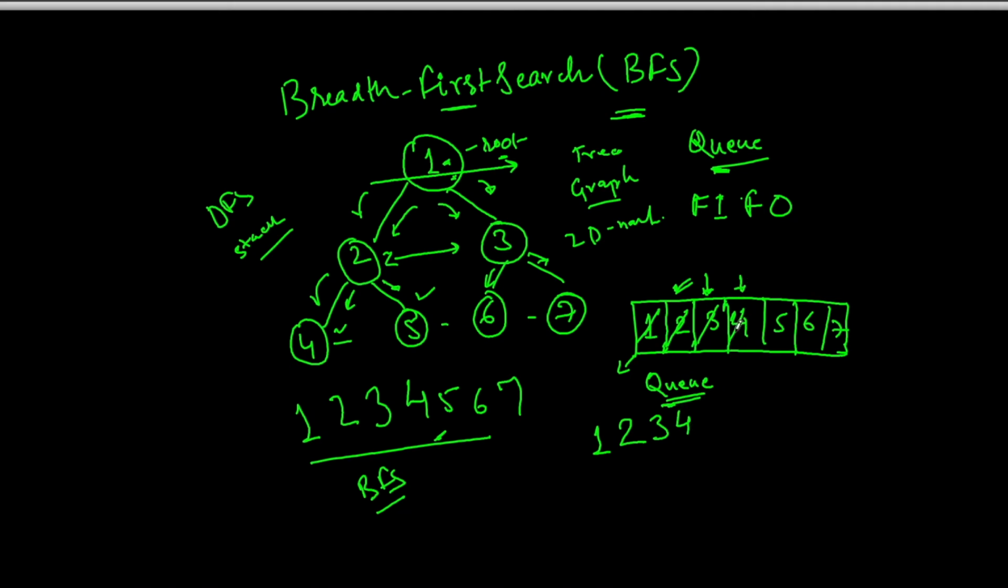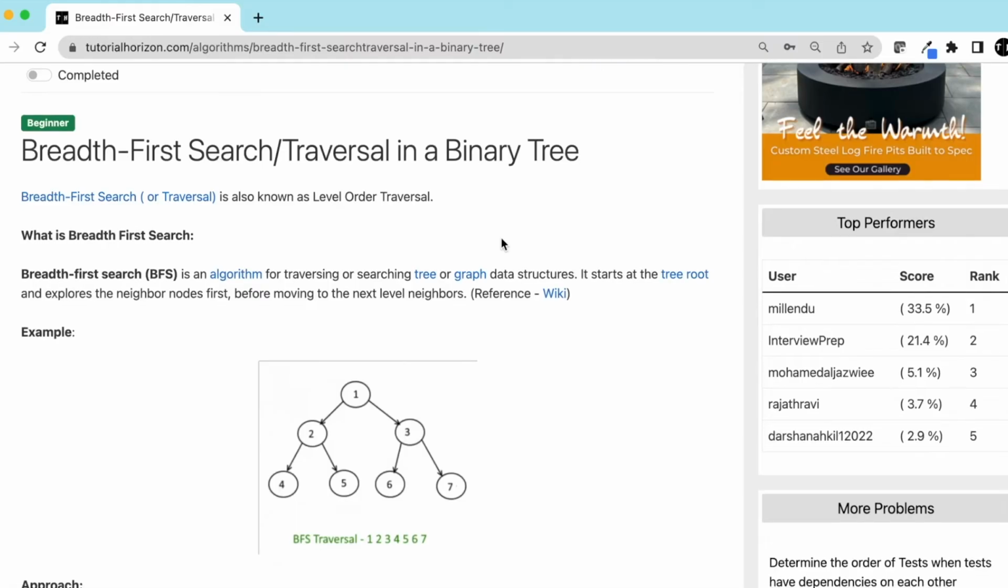Take out the next node from the queue. That is 4. But here, 4 doesn't have any child, right? So we're not going to add anything to the queue. We'll take out the next node. That's going to be 5. Again, 5 doesn't have any child, so we'll not add anything to the queue. Then we'll take out the next. It's going to be 6, similar to 4 and 5, and then 7. So this is our BFS.